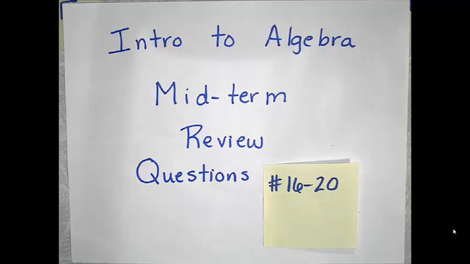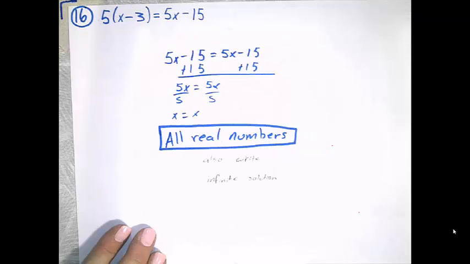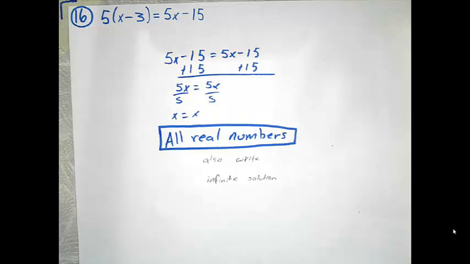Intro to Algebra Midterm Review, questions 16 through 20. This is problem 16. 5 times x minus 3 equals 5x minus 15. You distribute 5 to x and 3, and you get 5x minus 15 equals 5x minus 15. And you add 15 on both sides, and you get 5x equals 5x, and divide by 5 on both sides, and it's x equals x, and it's all real numbers.